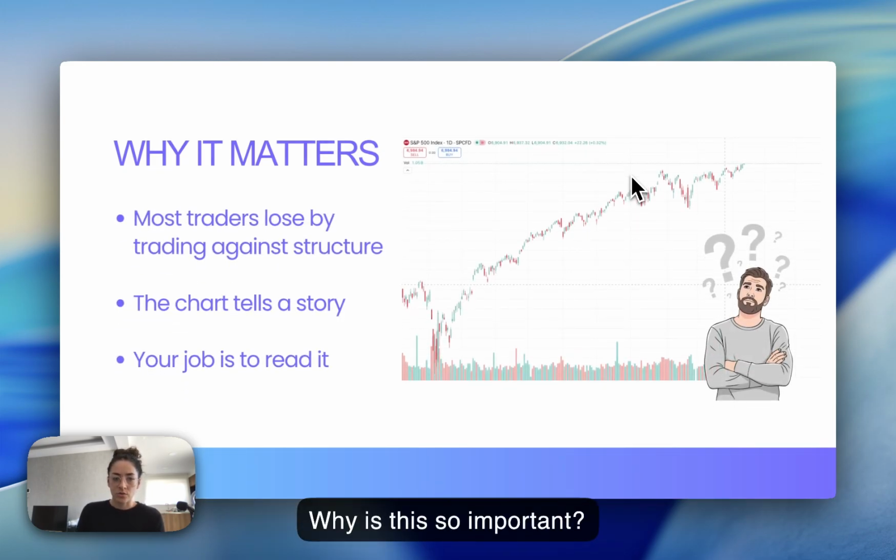Why is this so important? Because most traders are losing money because they trade against the structure, they trade against the trend. They think more about their biases, their opinion, and they're not reading what the chart is telling them. So your job, your only job, is to read the chart and put aside all your opinions or your biases, because that's not going to help you.